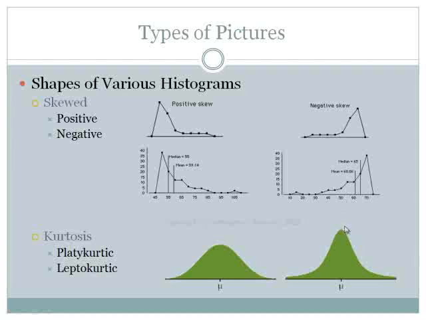The last type of histogram deals with kurtosis. There's two types, platykurtic and leptokurtic. Platykurtic is one that is flatter. Typically you would observe greater variability within that distribution. Leptokurtic is one that is more peaked, so it's very tall and skinny, and you would expect to observe less variability within that set of data, within a leptokurtic distribution of scores.